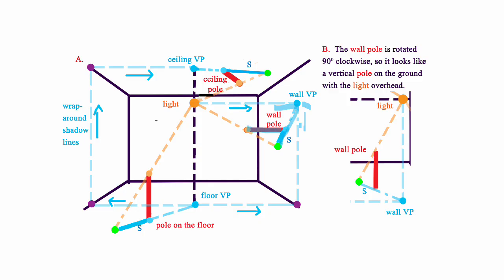Now, if you take this whole thing and rotate it clockwise 90 degrees, you'll get a vertical pole on the ground with the light overhead. And that makes sense. This wall is perpendicular to the ground. So if you rotate it clockwise 90 degrees, you'll get what we see on the ground.